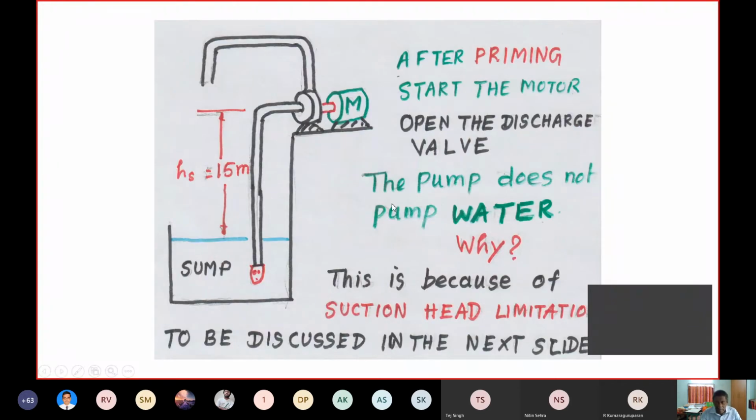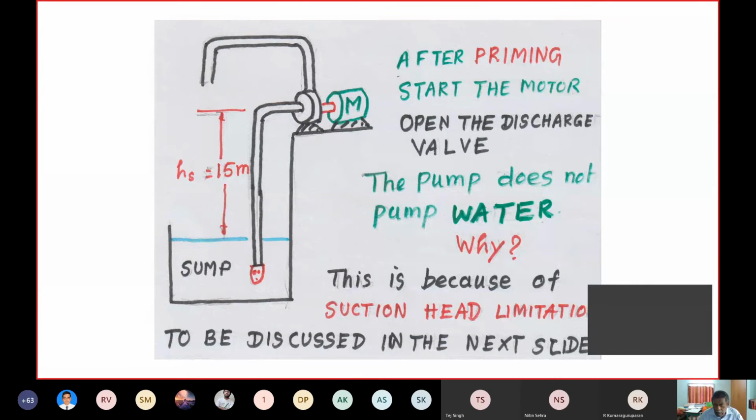Now take this case. You have again a sump. The pump motor is kept at a height of 15 meters. After priming, start the motor, open the discharge valve. Well, I have not shown a valve here. I missed it. The valve will be there most probably. It may not be also there.